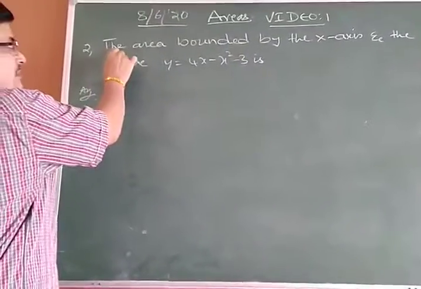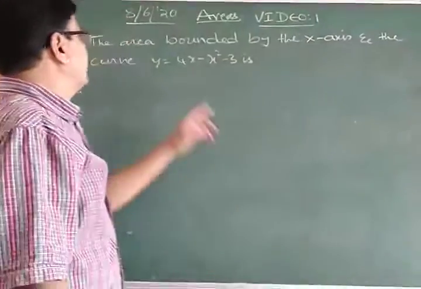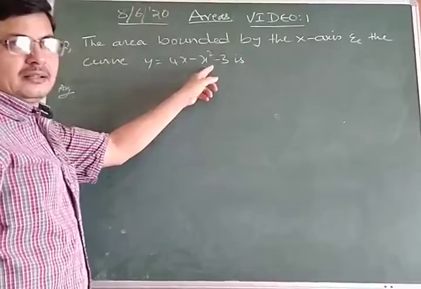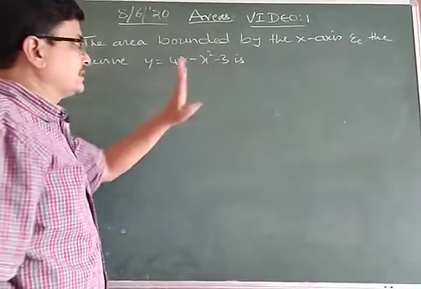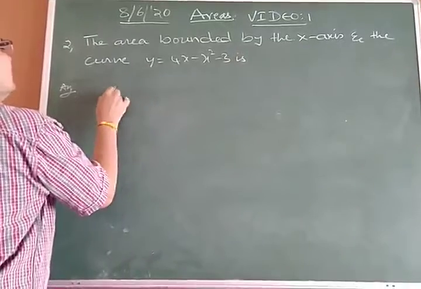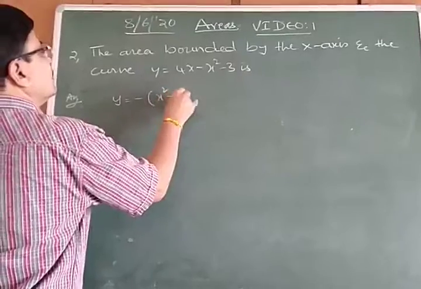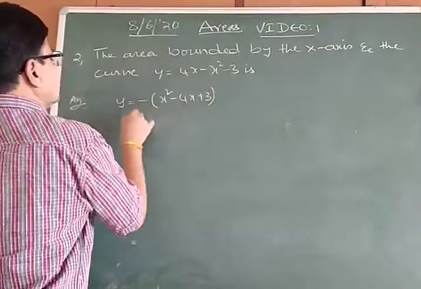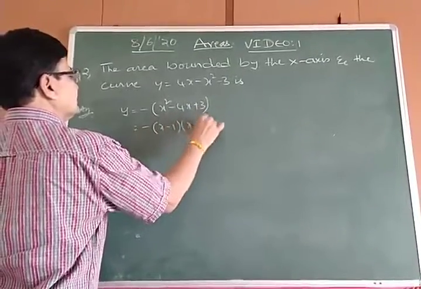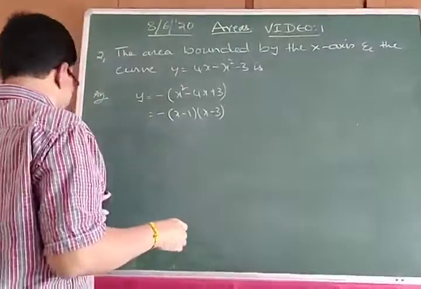Question number 2. The area bounded by the x-axis and the curve y is equal to 4x minus x square minus 3 is. Here we solve the problem. Given curve y is equal to minus of x square minus 4x plus 3. Now this is minus of x minus 1 into x minus 3.